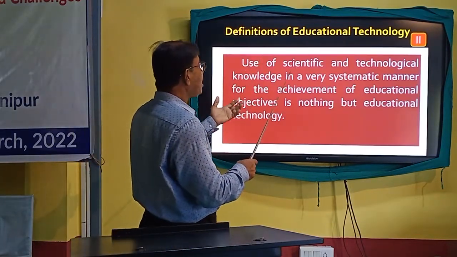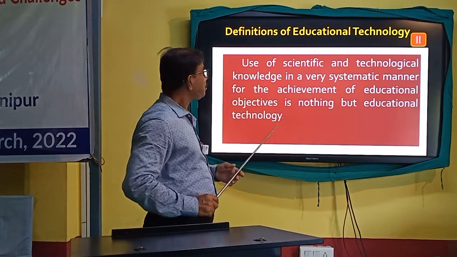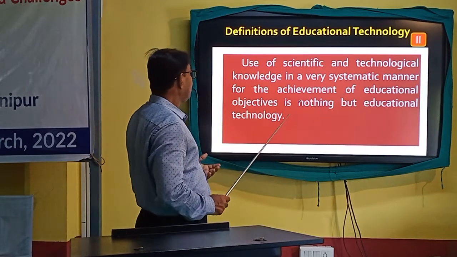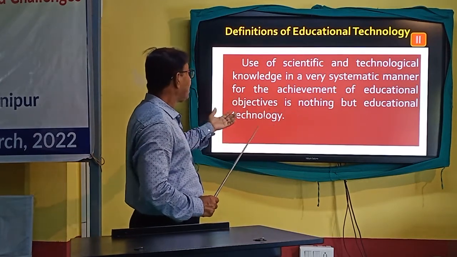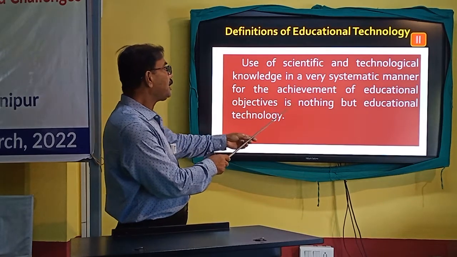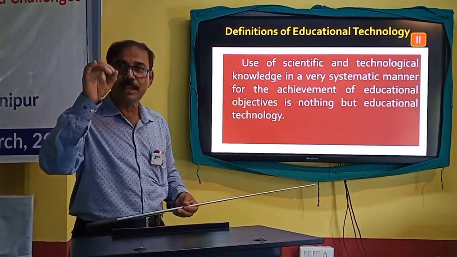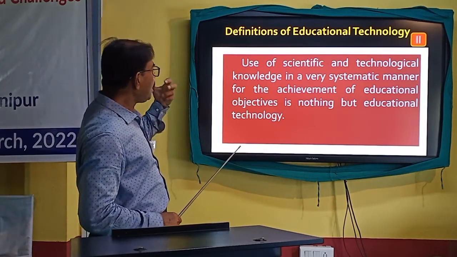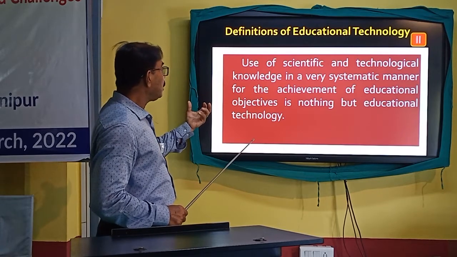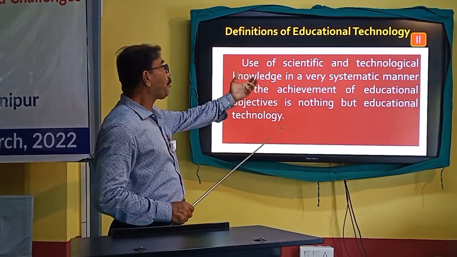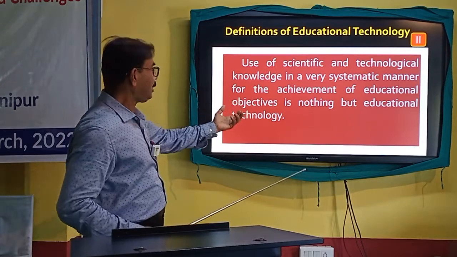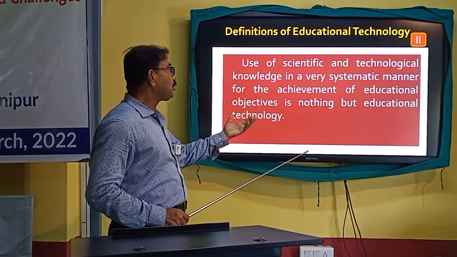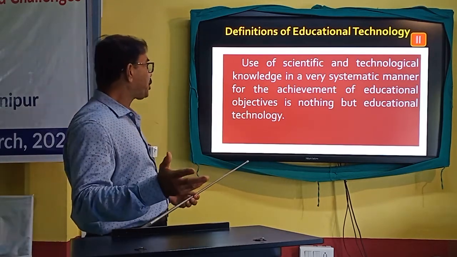Use of scientific and technological knowledge in a very systematic manner for the achievement of educational objectives is nothing but educational technology in very general explanation. Means educational technology is the use of scientific and technological knowledge in a very systematic way for the achievement of educational objectives.